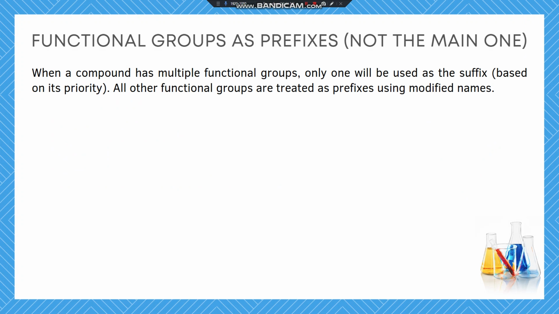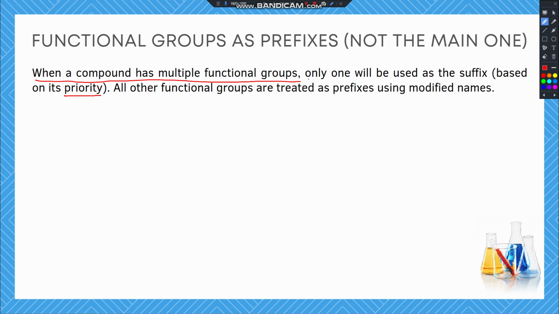Before we deal with some examples, there's something else that I want you to understand. There are times that the functional group is treated as a prefix and not as the main functional group. Remember, I told you that when we have more than one functional group in an organic compound, one of them takes priority and the other ones submit to it. Now, when a compound has multiple functional groups, only one will be used as the suffix based on its priority.